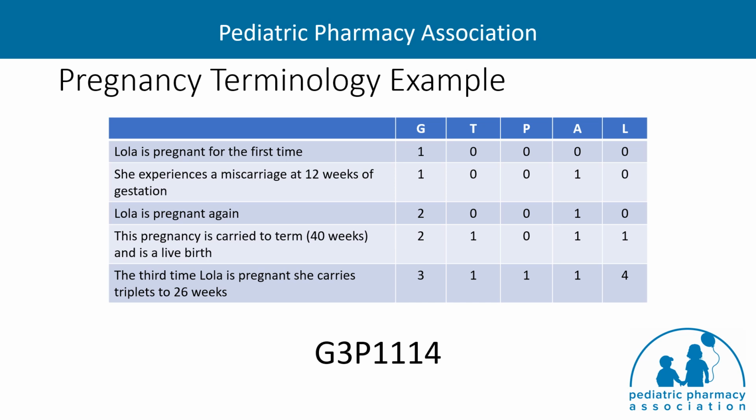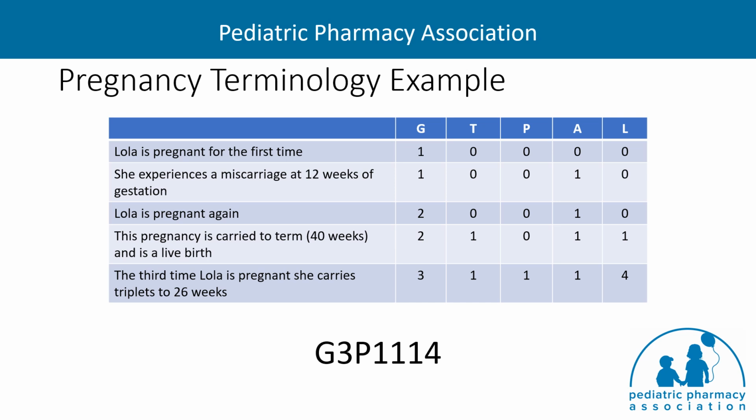This second pregnancy is carried to term at 40 weeks and is a live birth. Parity stays the same at 2. She now has had 1 term delivery, so we'll increase that T column to 1. And she now has 1 living child, so we'll add a 1 to the final column. The third time Lola is pregnant, she carries triplets to 26 weeks gestation. This increases her total number of pregnancies to 3. She still has 1 historical term delivery. She now has 1 preterm delivery.